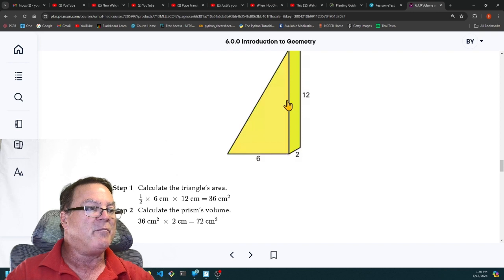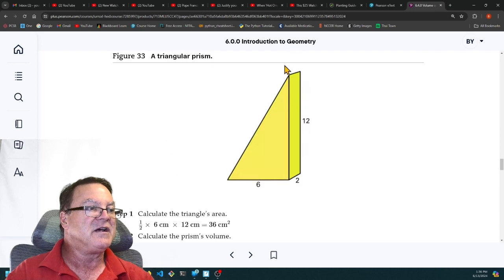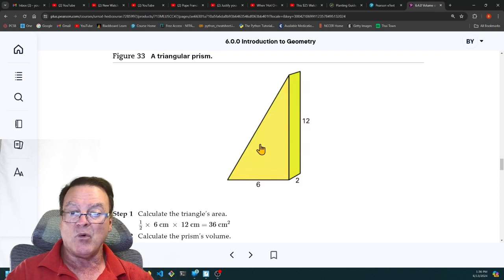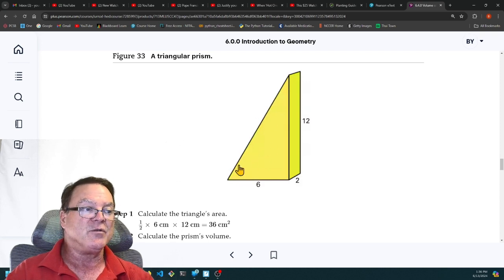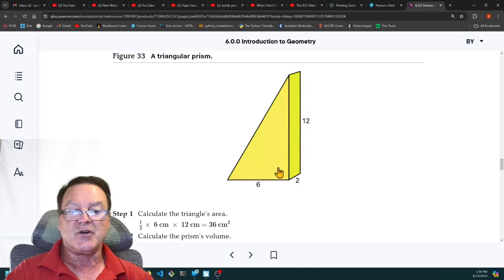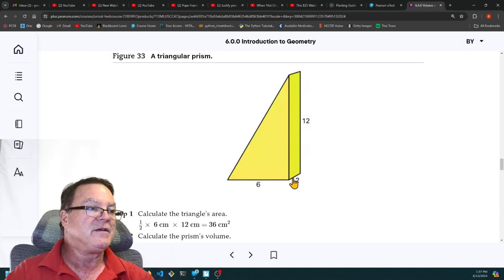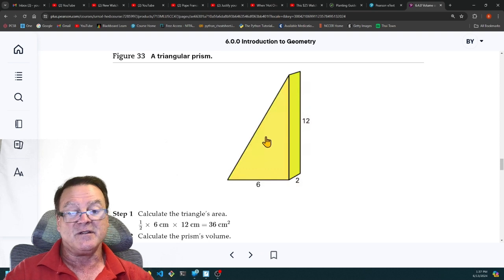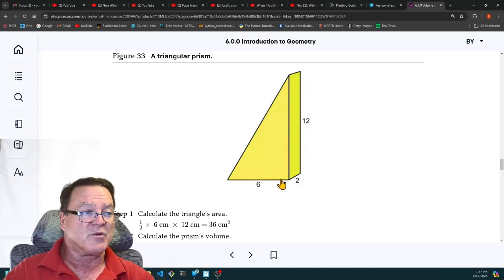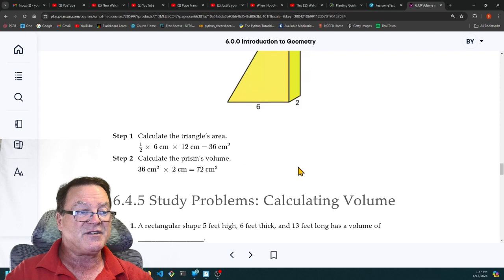Triangular prisms, same thing. You would do the base times the height of the triangle and then multiply that times 1/2 or 0.5 to find the area of the triangle, and then multiply that times the depth, which is 2. So 6 times 12 is 72, and we're actually going to divide by 2 and then multiply by 2. So we're going to end up in the same place. It's going to be 72 centimeters cubed.